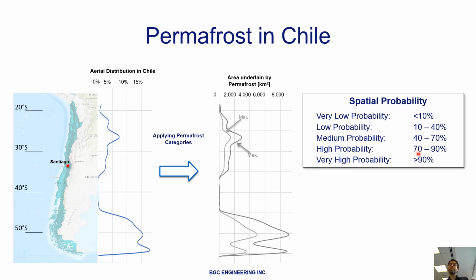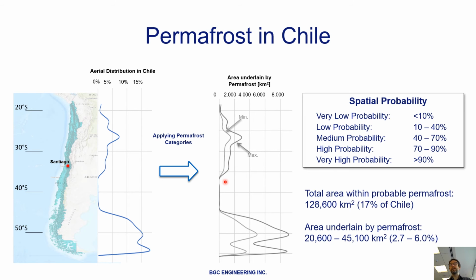So if you group these probabilities from very low, say less than 10% of the area is covered by permafrost, to very high, where we say more than 90% of the area is underlain by permafrost, you can develop this min-max area where permafrost may actually be present. And the trend is obviously similar to the area distribution, but we now have actual numbers in terms of square kilometers.